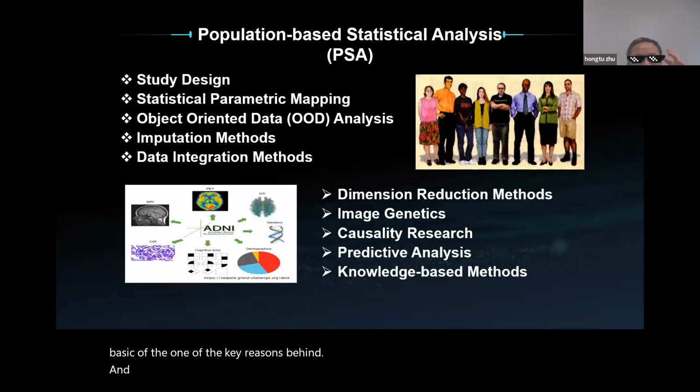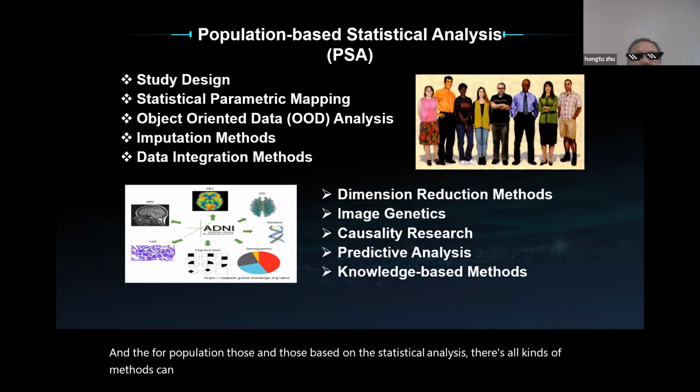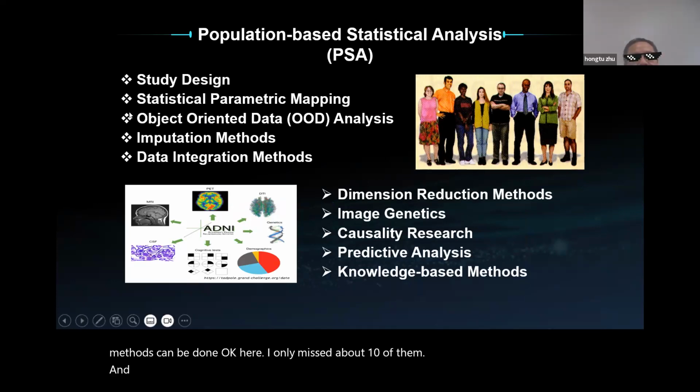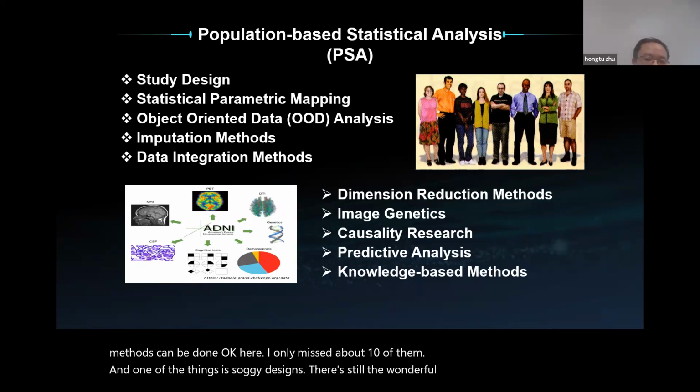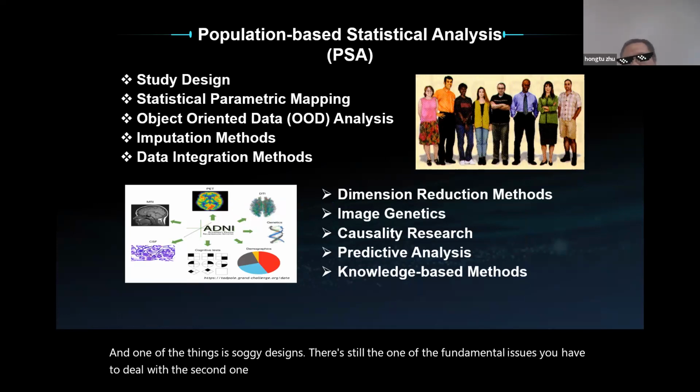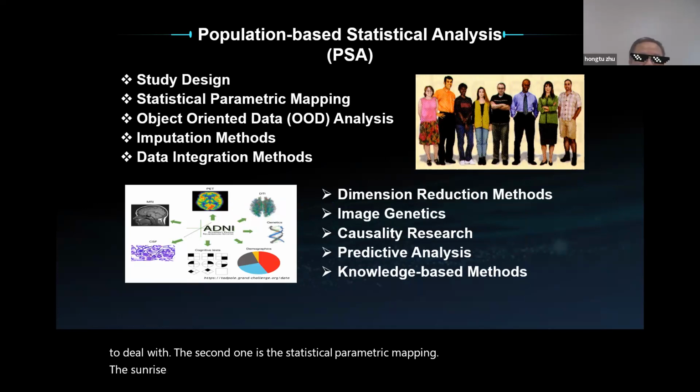And for population-based statistical analysis, there are all kinds of methods that can be used, okay? Here I only list about 10 of them. One of them is study design. That is still one of the fundamental issues you have to deal with. The second one is statistical parametric mapping. The third one is object-oriented data analysis. And the fourth one is imputation methods.